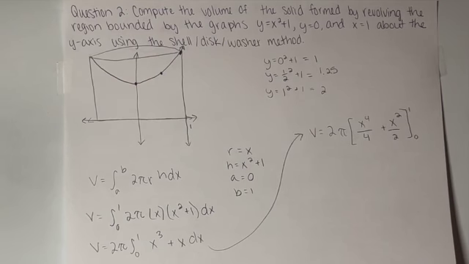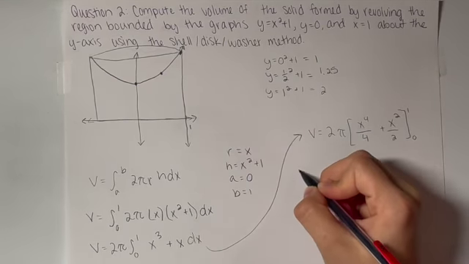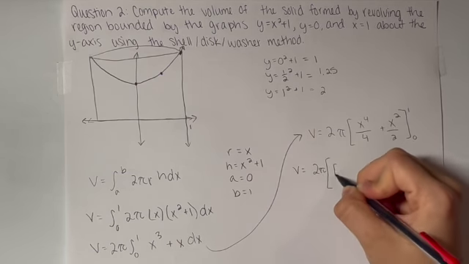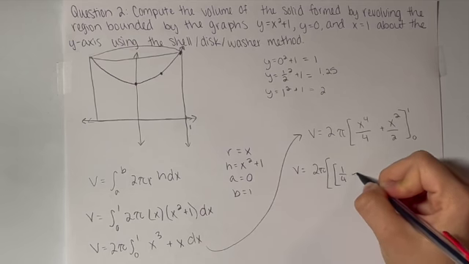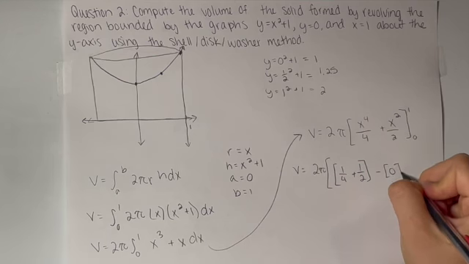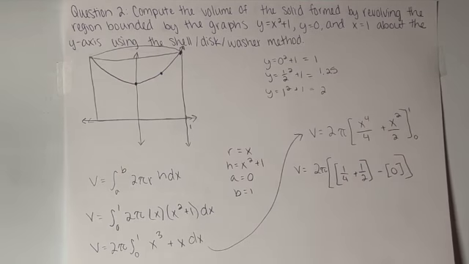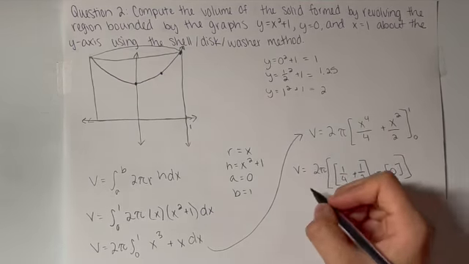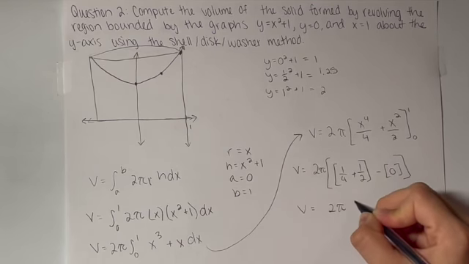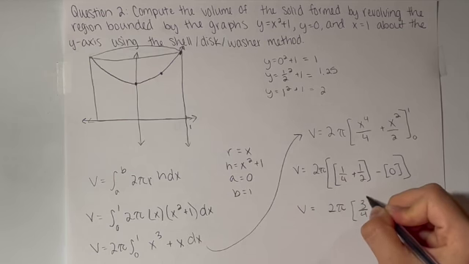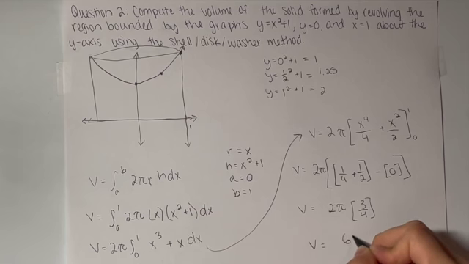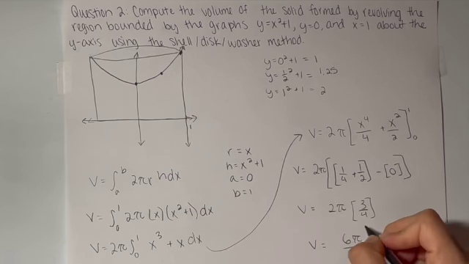Plugging in our 1 and 0, we have V is equal to 2 pi times (1/4 plus 1/2) minus 0. This gives us 2 pi times 3/4, which is equal to 6 pi over 4. And that's our final answer.